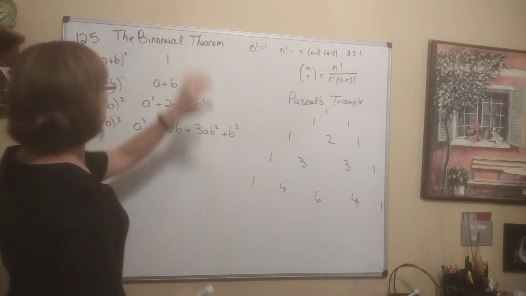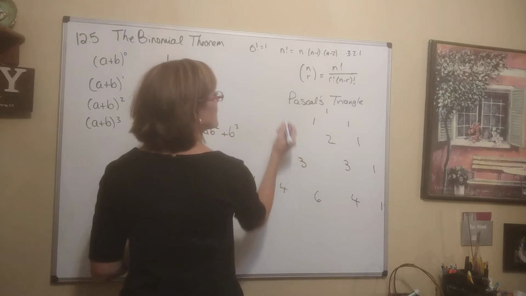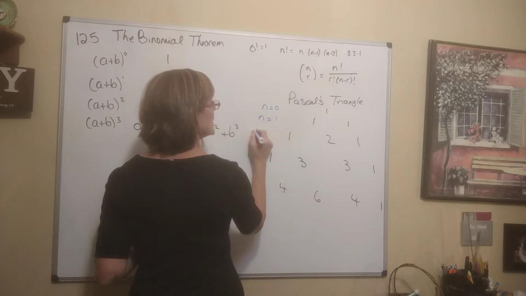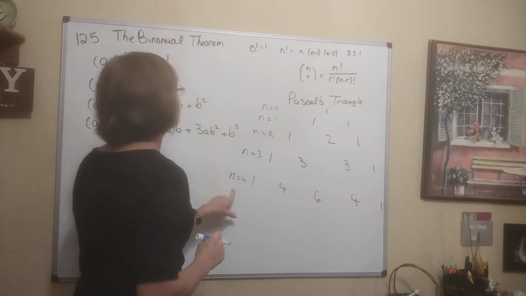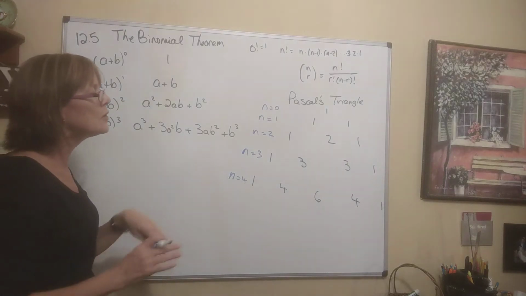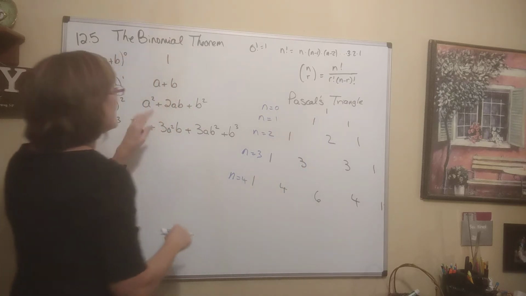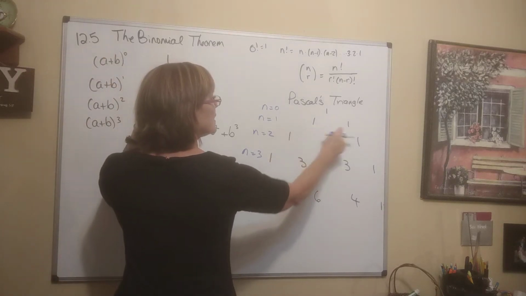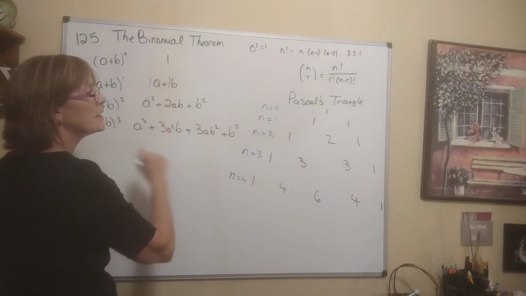So this somehow relates to the binomial theorem, and this is how. Let me just write some numbers here. Right here, I'm going to write n is 0. Right here, n is 1, n is 2, n is 3, n is 4. And the n that I'm writing down has to do with the power to which a binomial is being raised. So if you look at this, n = 0 gives us just the 1. I said (a + b) to the first power gives us a + b, and I have this 1 and this 1. These are the coefficients in front of the terms.